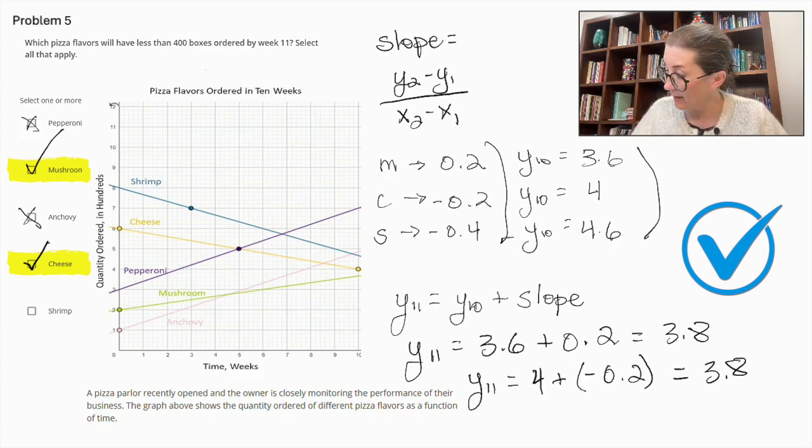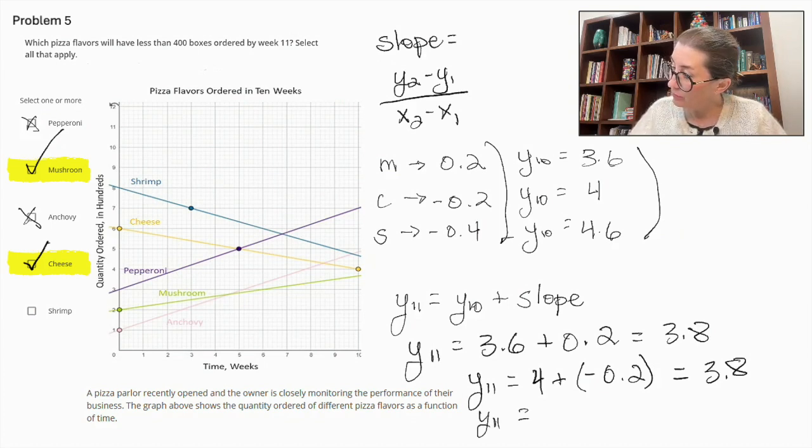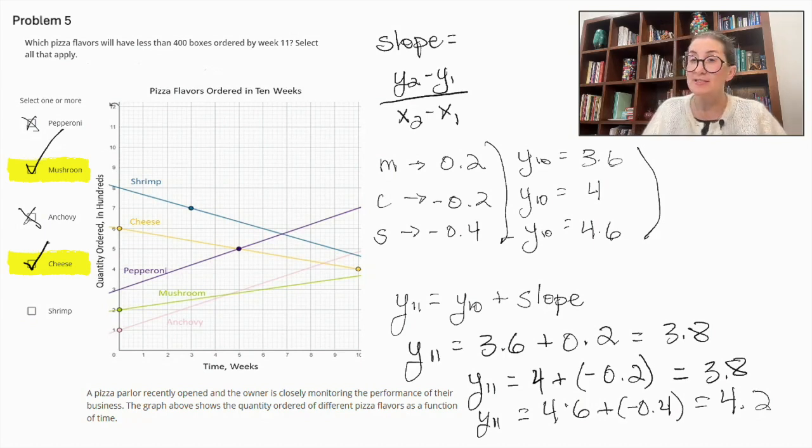And at last we have shrimp. It's equal to 4.6 plus negative 0.4, which is equal to 4.2. So that is still above 400. So the only two flavors that will have less than 400 boxes ordered by week 11 are mushroom and cheese.